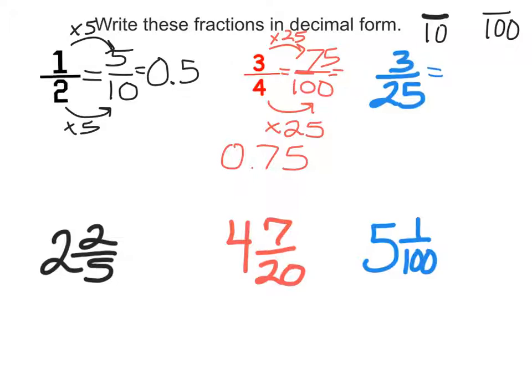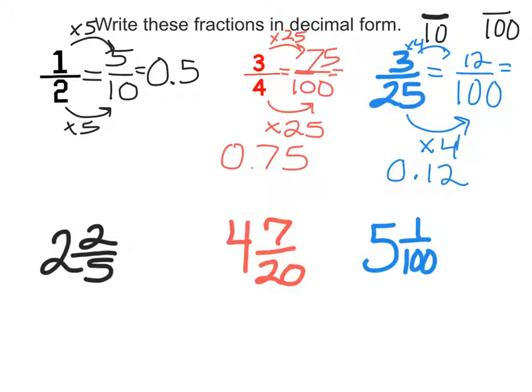All right, but what about 3/25? Can we make the denominator here 10? No, 25 can't go into 10, so we have to make our denominator 100. And as we already know, 4 quarters equals $1, so 25 times 4 is 100. What we do to the bottom, we have to do to the top. So here we have 12 hundredths. We would write that as 0 and 12 hundredths.